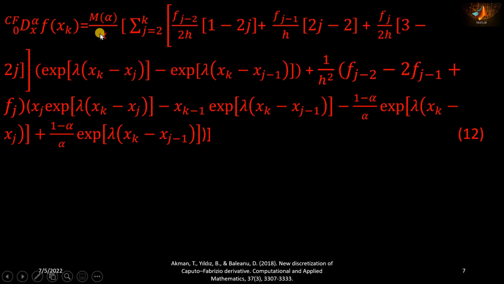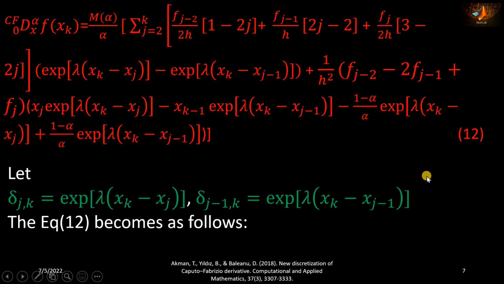After that, you can see that some terms will be cancelled because of lambda's value. Remember from the first slide, it was alpha divided by 1 minus alpha. So 1 minus alpha has been cancelled and I am left with alpha here. So finally, I will have equation number 12.